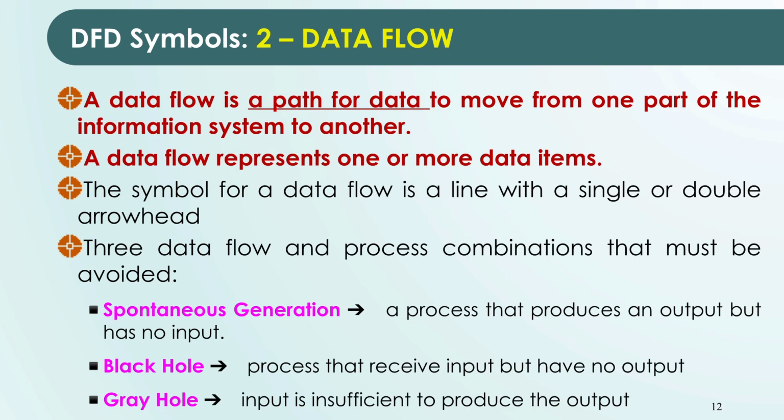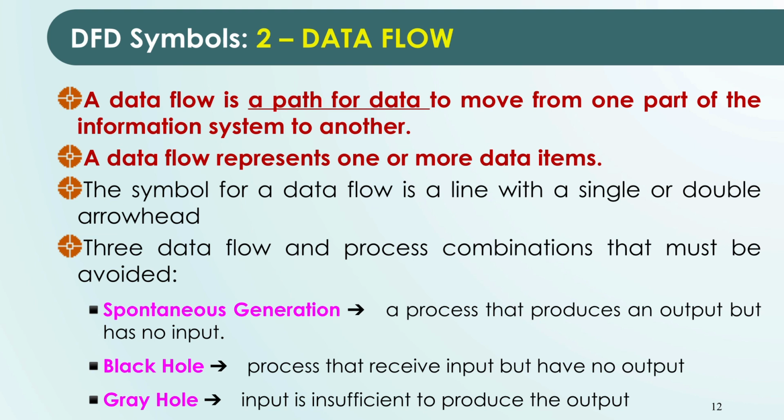The second symbol is the data flow. A data flow is a path for data to move from one part of the information system to another part. Data flow represents one or more data items. So you can draw more than one data flow for a particular process. And the symbol for a data flow is a line with a single or double arrowhead.